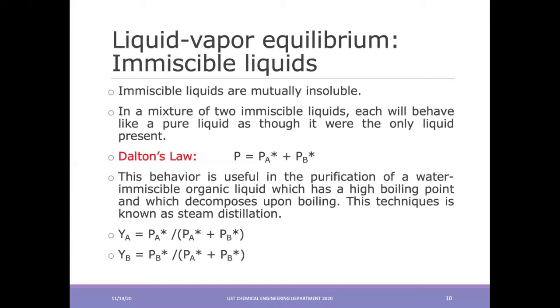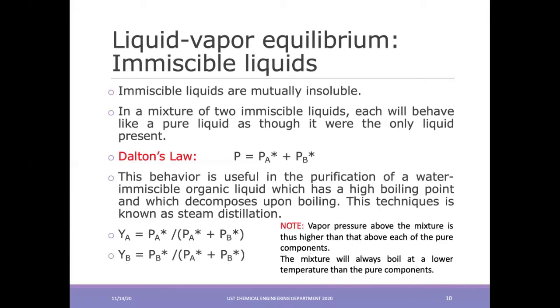Now take note that the vapor pressure of the mixture is higher compared with the pure components. Therefore, if the vapor pressure of the mixture is much higher compared with the pure components, what do we expect with its temperature? The mixture will attain a pressure of 1 atmosphere at a lower temperature than the pure liquids. So we could say that its normal boiling point is much lower than that of the pure component.